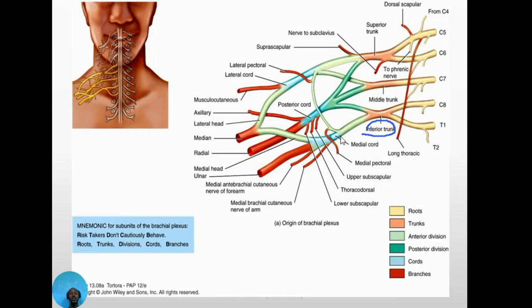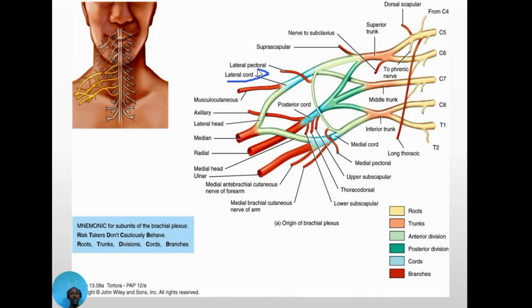The anterior division of the inferior trunk gives the medial cord. But the other divisions combine and give the lateral cord, medial cord, and posterior cord. Let us see the division of the branches that arise from the cord.